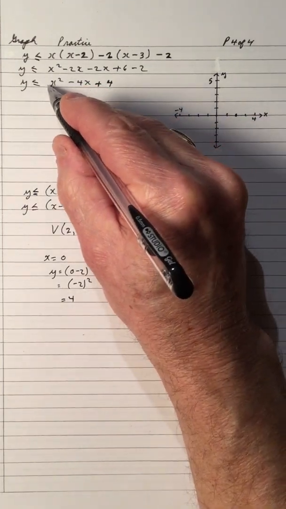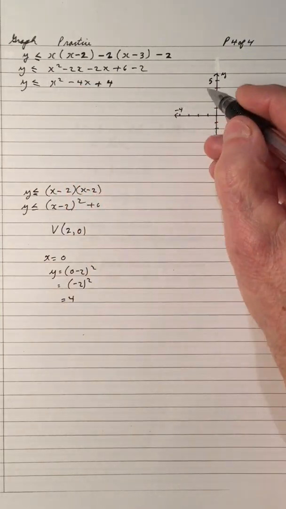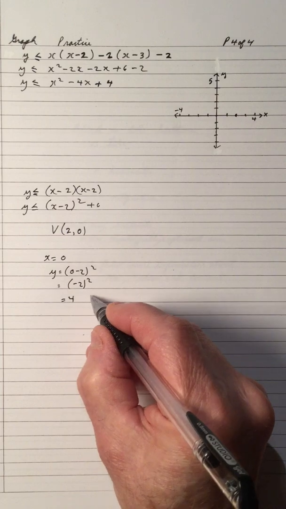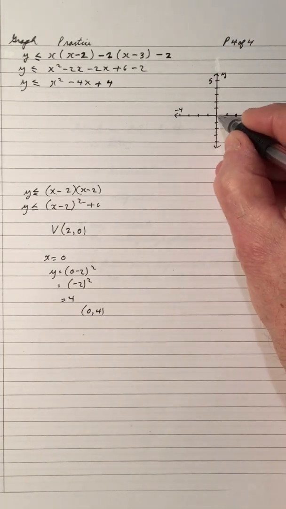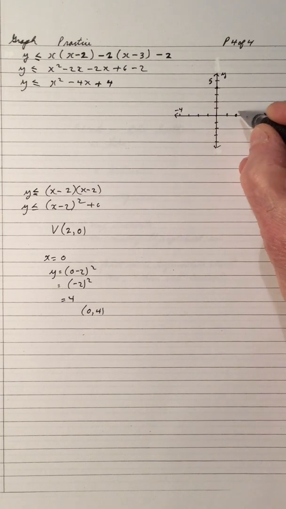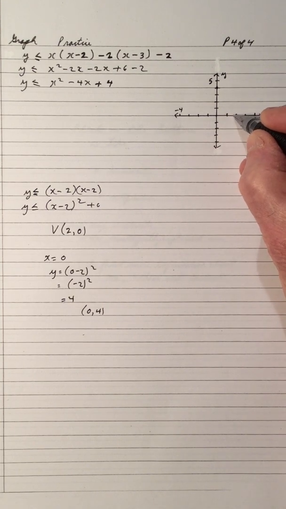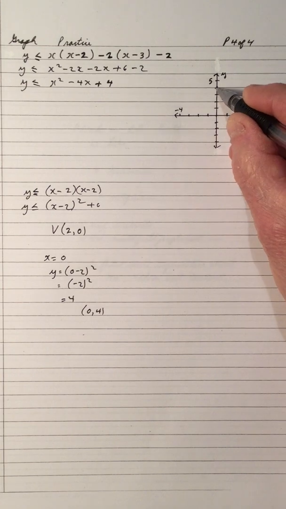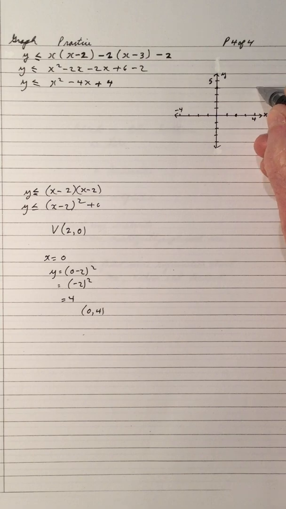Again, notice that the parabola is positive, so it's opening up. And so the y-intercept is (0, 4). X is 0, y is 4 right there. And I just noticed that if the vertex is here, and you go 2 units to the left, you get a 4. So if you go 2 units to the right, you should also get a 4, because the parabola is symmetrical.